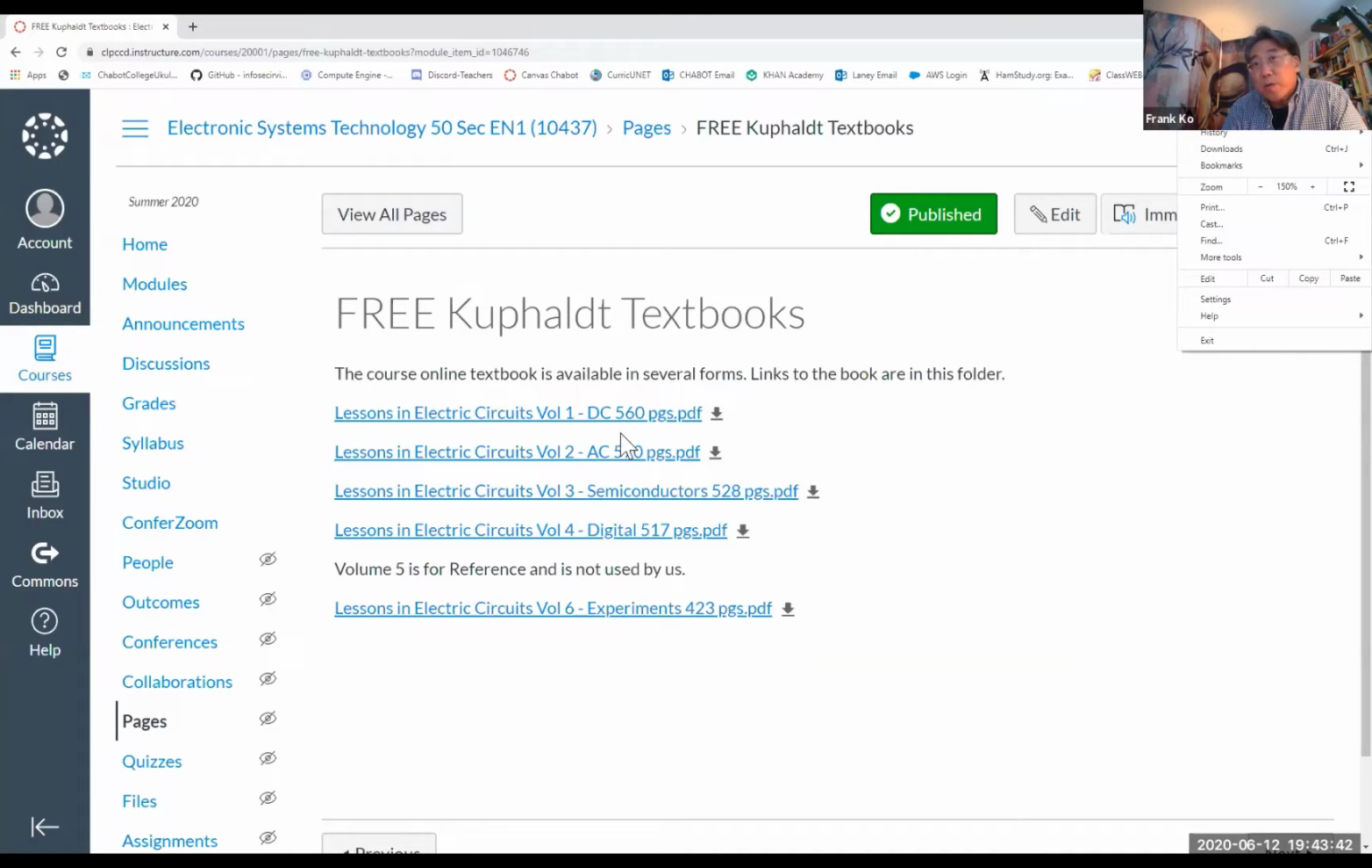But when you look at all these pages, there's over 2,000 pages of free textbook information you don't have to pay a penny for. So it's there, and it's very well put together. Those are the free textbooks. So let me go back to here.